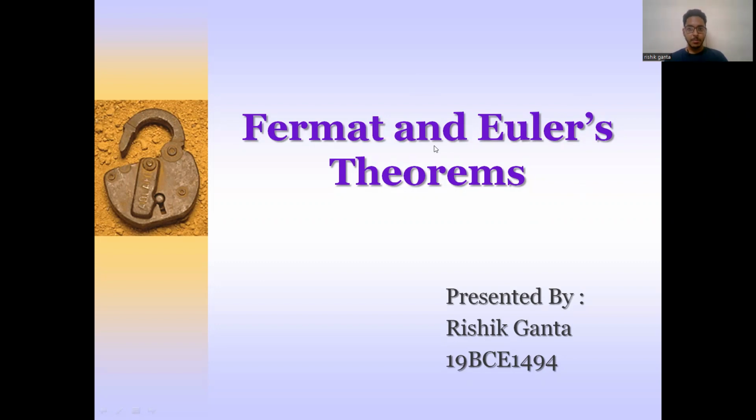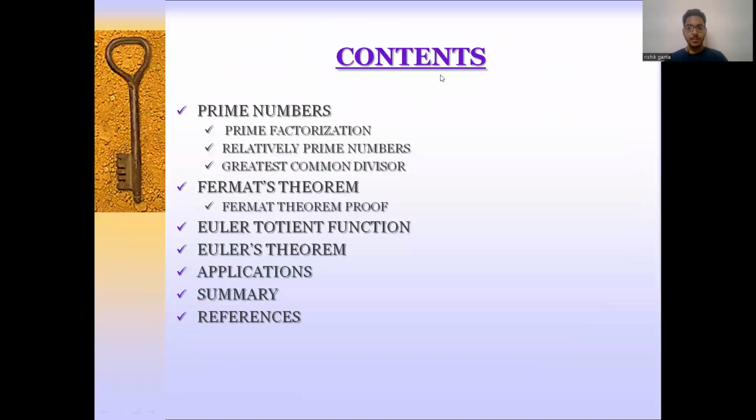Coming to the topic, these are the contents that are going to be discussed today. First, I'm going to discuss prime numbers, under which prime factorization, relatively prime numbers, and greatest common divisor are going to be discussed. After that, Fermat's theorem is going to be discussed, in which the Fermat theorem proof is going to be given. After that, Euler quotient function, Euler's theorem, and its applications are going to be discussed. And in the end, a summary is going to be given.